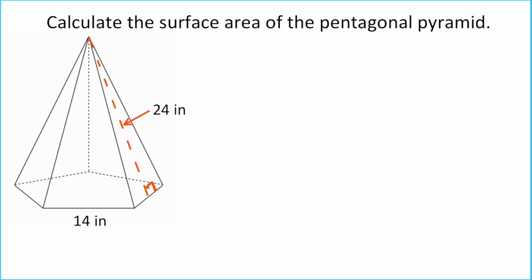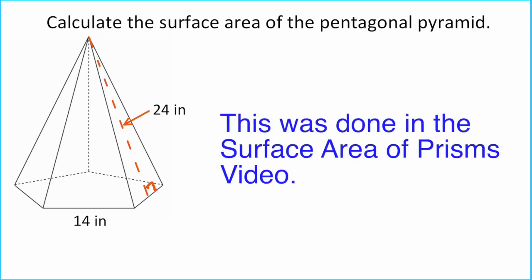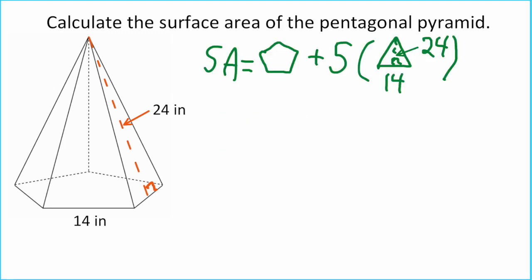Here's problem number 1. The surface area of a pentagonal pyramid. You can save some time here when you realize that we already did a pentagonal prism and it had sides of 14. So instead of doing all the work on this problem, you can use the work from your previous problem to figure out the area of the base. Go ahead and give it a try. And here's your answer.